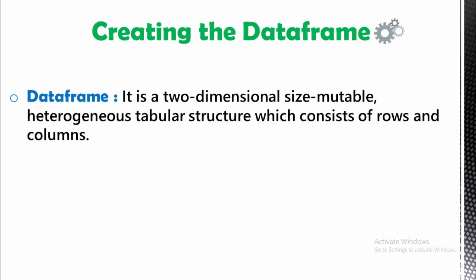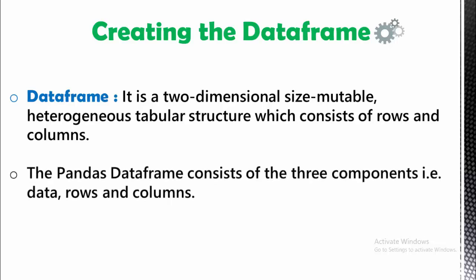A data frame is basically a two-dimensional, size mutable, heterogeneous tabular structure which consists of rows and columns. Here we are going to combine all the data frames in order to create the data set, which will exist in a tabular format. In order to create these data frames, we'll take the help of the pandas library of Python. The pandas data frame consists of three basic components, that is data, rows and columns.